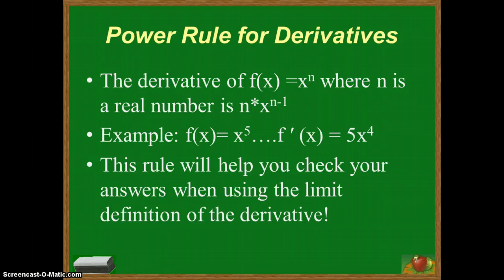For example, f of x equals x to the 5th. F prime of x would simply be 5 times x to the 4th. Okay, this rule will allow you to check your answers when you have to use the long and tedious way of finding a derivative using our limit definition.